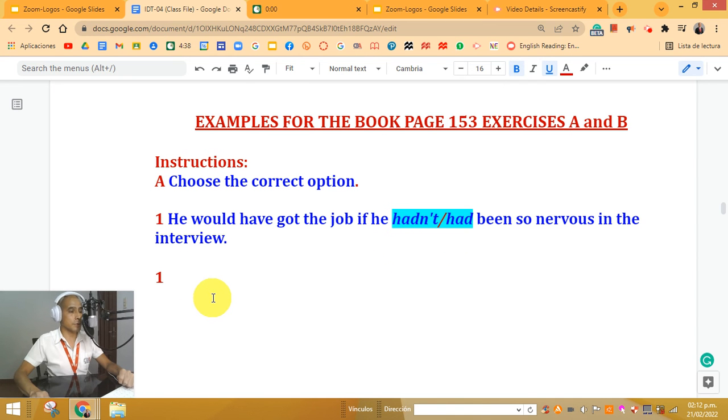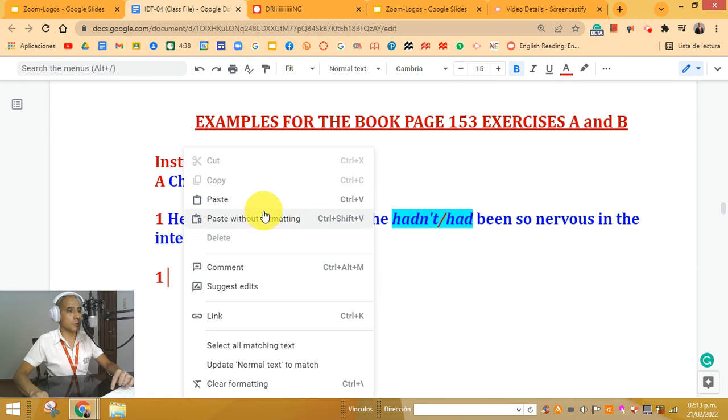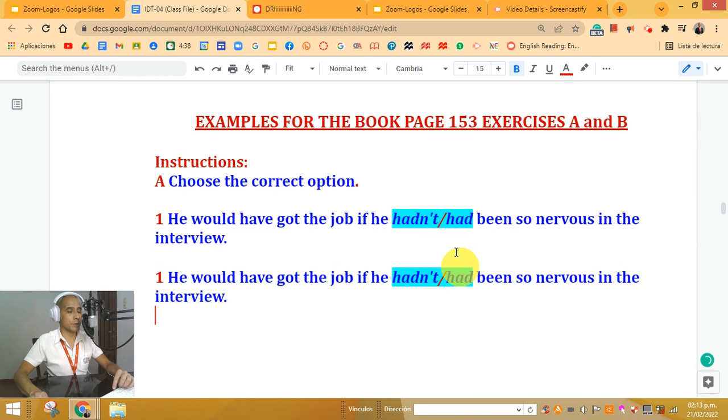So let's analyze it. He would have got the job if he, here I have two options, hadn't or had been so nervous in the interview. Well, basically, what I'm going to do in this case is copy and paste this information, and I'm going to choose the correct word. In this case, if you notice, this sentence starts with the result clause. He would have got the job, and then comes the conditional.